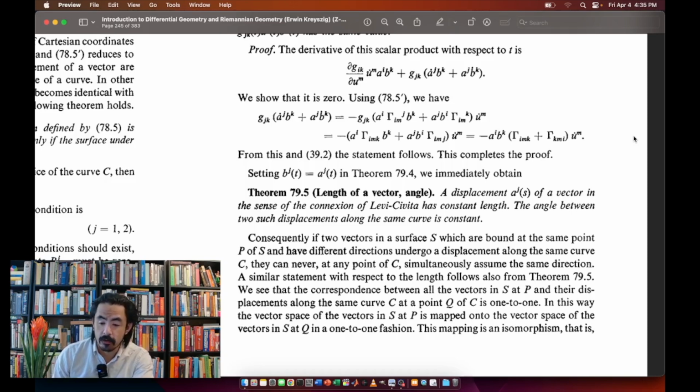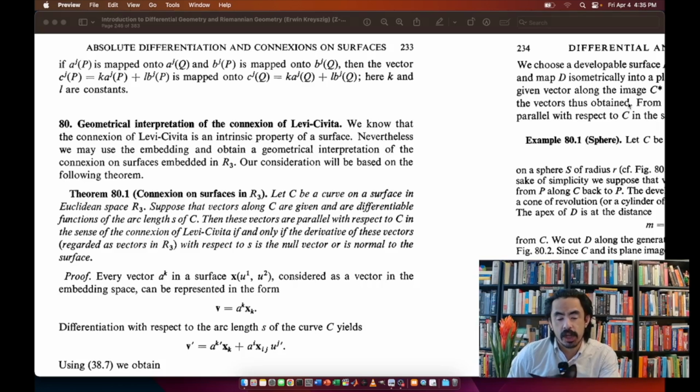This mapping is an isomorphism, that is, if A^j at the point P is mapped onto A^j at the point Q, and B^j at the point P is mapped onto B^j at the point Q, then the vector C^j at P equals k times A^j at P plus l times B^j at P, and is mapped onto C^j at Q equals k times A^j at Q plus l times B^j at Q. Here, k and l are constants.